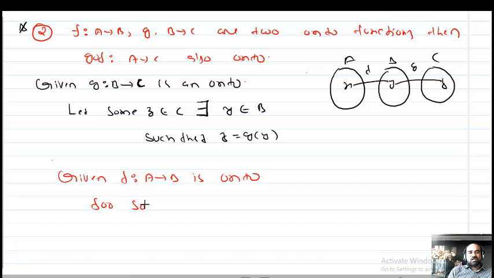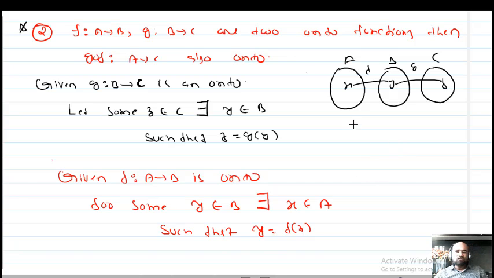For some y belonging to B, there exists x belonging to A, such that y is equal to f of x. Okay, students? Now what should we prove? That is interesting. Now what should we prove?